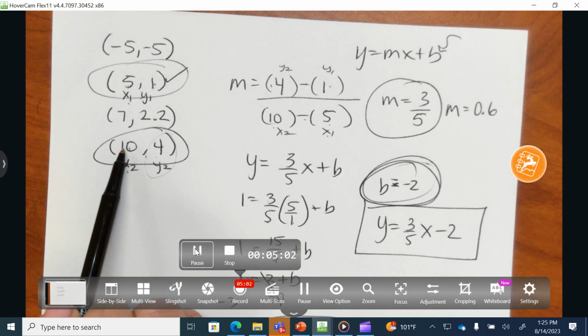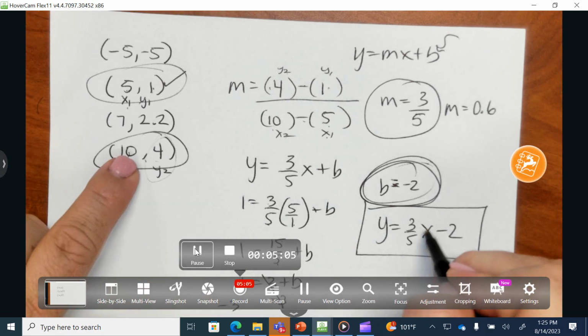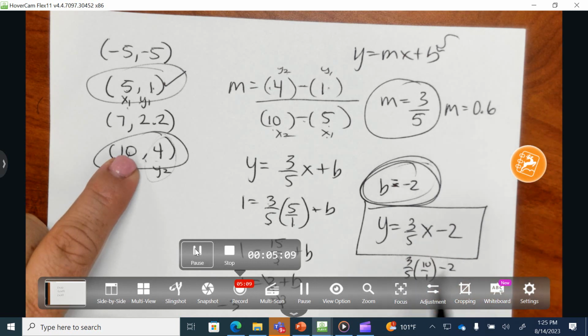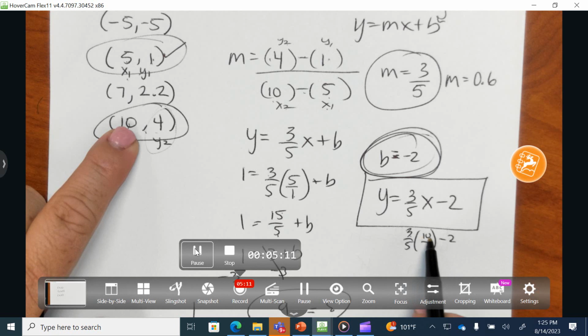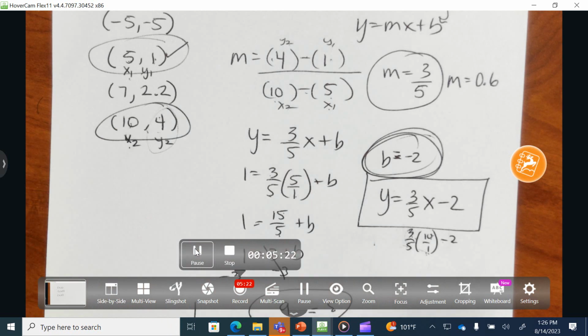For instance, let's start with 10. If I plug in 10 here, so I'm going to replace this with 10 just to show you how it works. Okay, 3 times 10 is 30, 5 times 1 is 5, so I have 30 over 5. Well, 30 divided by 5 is 6, and 6 subtract 2 gives me an output value of 4. It works.